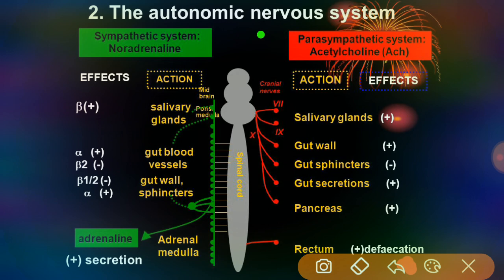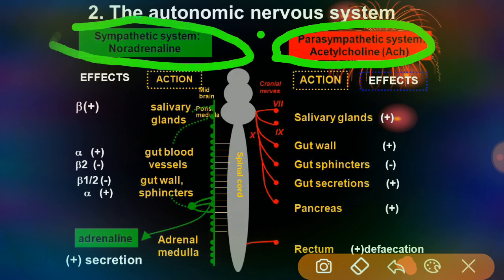So see here, the vagus nerve will be innervating the upper gastrointestinal tract, with the exception of the last half of the large intestine, which is supplied by the parasympathetic and also the sympathetic nervous system. Here the parasympathetic system consists of acetylcholine. Coming to the sympathetic system of the autonomic nervous system, it consists of noradrenaline.